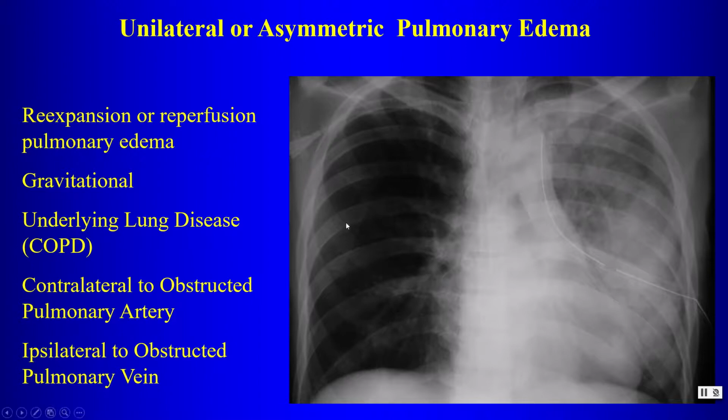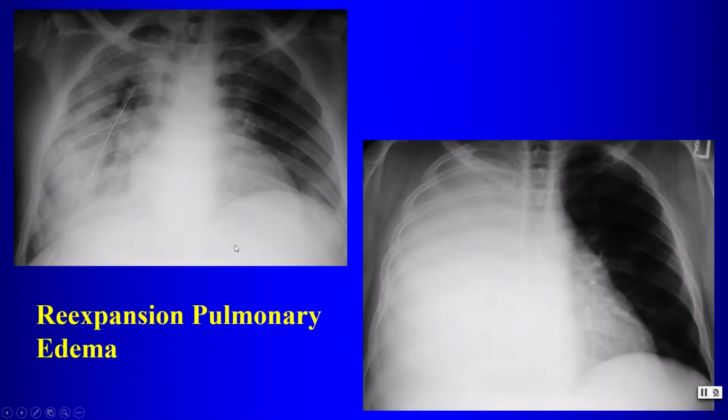So if this patient had a large pulmonary embolism here on the right side, that would protect that side from pulmonary edema, so the pulmonary edema would occur on the left side. It can also occur ipsilateral to an obstructed pulmonary vein. So if the patient had obstruction of the pulmonary veins on the left side, then the patient could also develop pulmonary edema on that side.